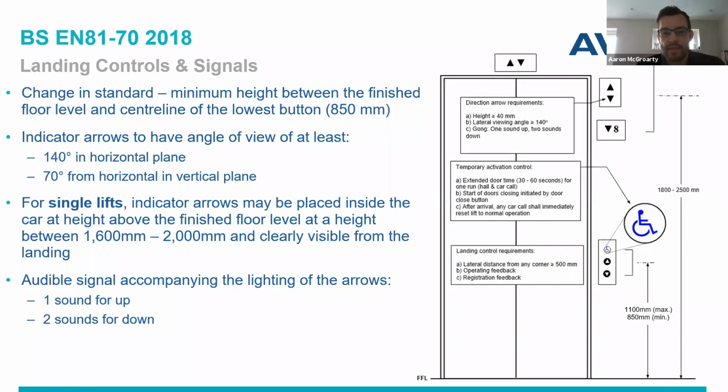For single lift cars, the indicator arrows can be placed inside the car rather than outside the car. These need to be placed at a height of 1600 millimeters to 2000 millimeters, and shall be clearly visible from the landing when the doors are open. So if you have any single lifts, just note that you don't always have to have the indicators on the outside, although my preference would be to have them there. It's obviously much easier for passengers coming in or out to understand where the floor position is and the direction of travel.